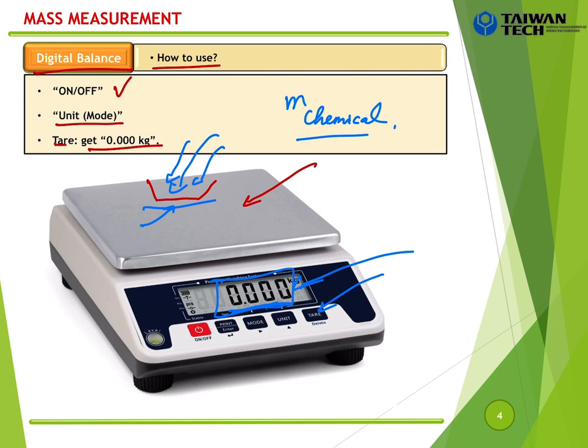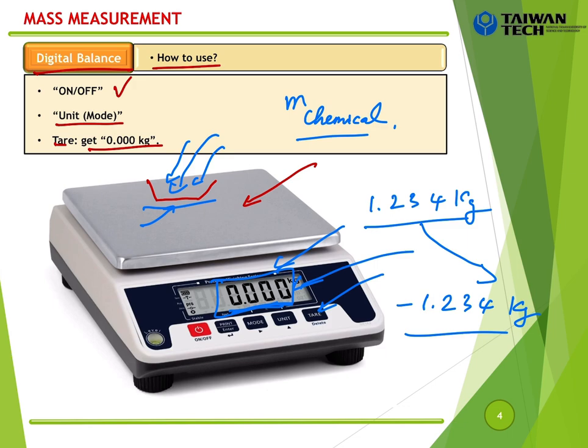Okay, so when we get the value, maybe you get 1.234 kilogram for this measurement, and then when you take it out, the balance will change to minus 1.234 kilogram. So the next people come and can see this value. So before you make the measurement, you need to press this button again, and then you can start to measure the mass of your chemical or your object as well.